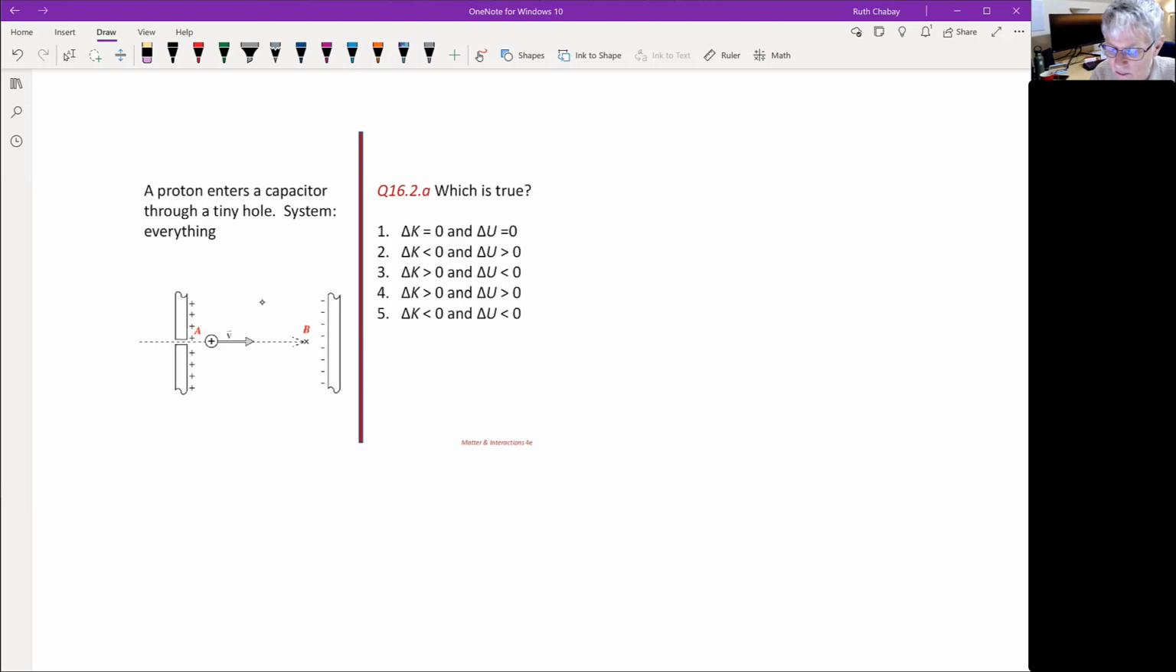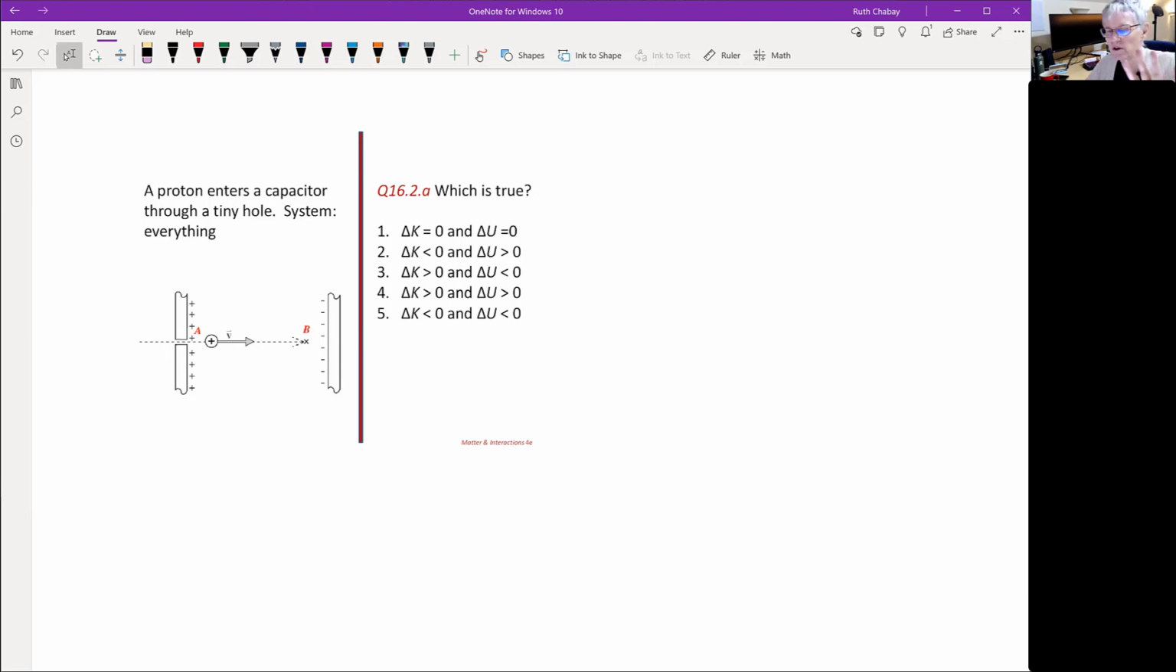And so we have a capacitor here that has a really tiny hole in it. And we have a moving proton that comes in from the left. We don't know how it got moving, but it's moving, and it enters the capacitor and it's still moving. And so we have two locations, A, which is near this left positively charged plate, and B, which is closer to the right negatively charged plate. And we're going to think about energy in this situation.